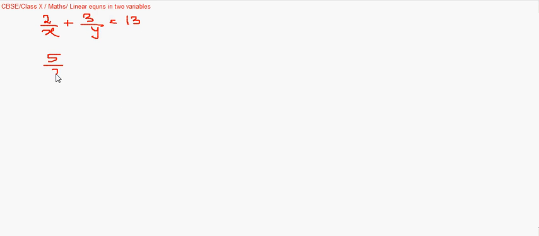5 by x minus 4 by y equals minus 2. These are the pair of linear equations given. To solve this, we see that here you have 1 by x, 1 by y, and again in the second equation you have 1 by x, 1 by y. So we'll take 1 by x as, suppose, p, and 1 by y as q.